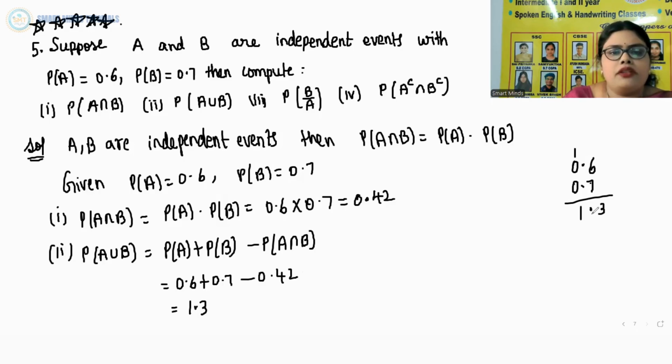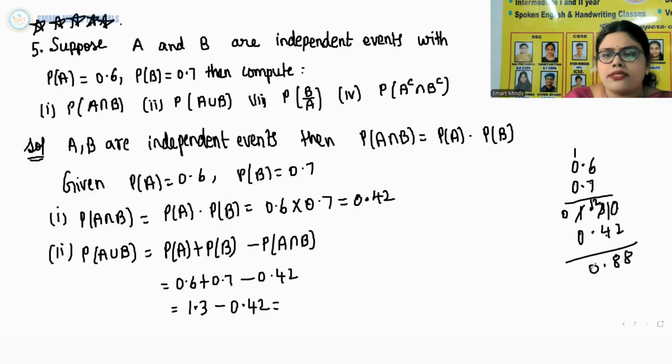Now from 1.3 we subtract 0.42. See how to subtract: wherever you have a blank you can put a 0. Now here 0 becomes 10, 3 becomes 2. 10 minus 2 is 8. Now again borrow. This will become 12. This will become 0. 12 minus 4 is 8. So this is 0.88.